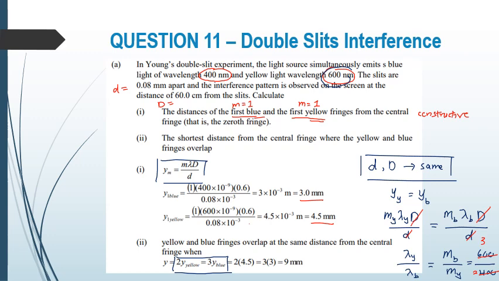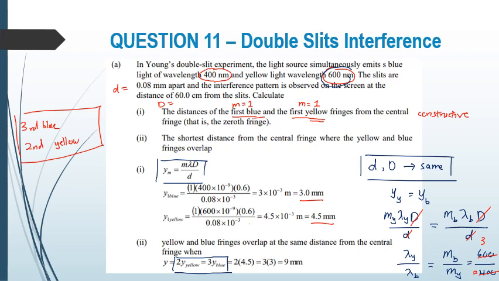So what does it mean by 3 over 2? Well, it means that the third order for blue fringe is overlapping with the second order of the yellow fringe. Third order of blue fringe is overlapped with the second order of the yellow fringe. That is what we have based on our ratio. So now that you have it, you can calculate it.